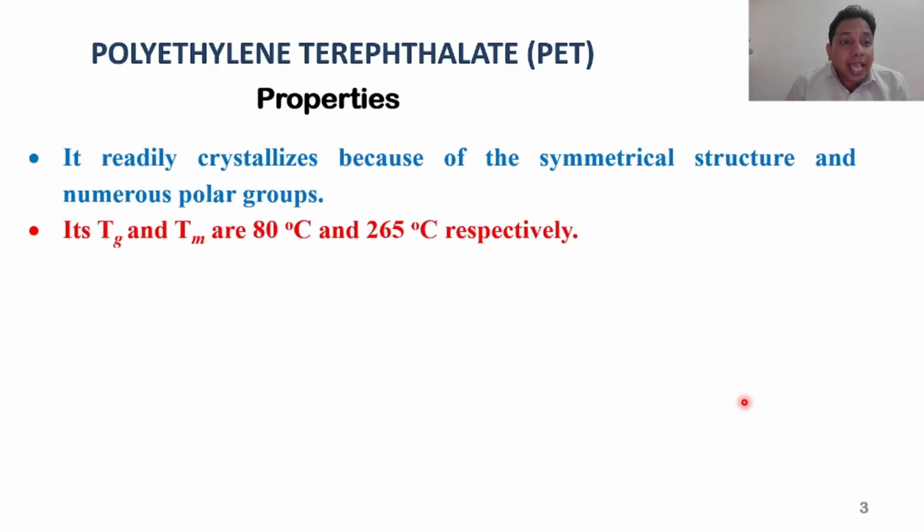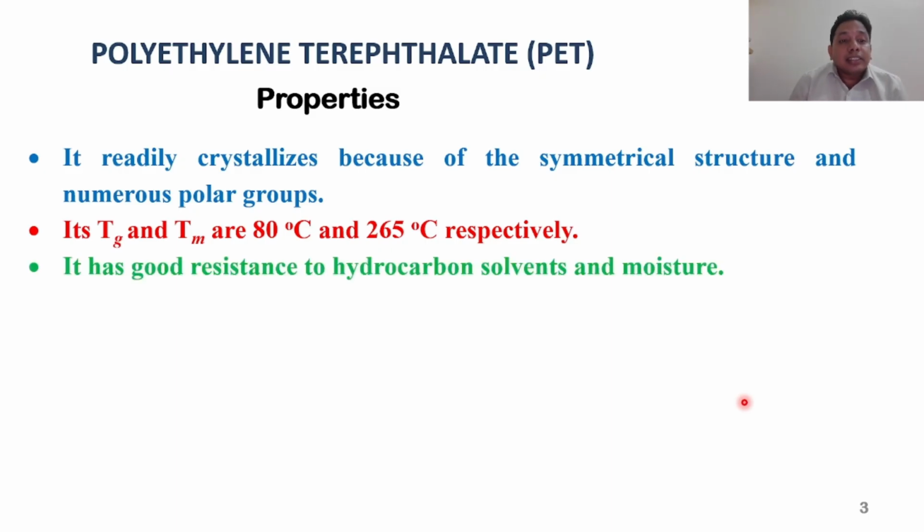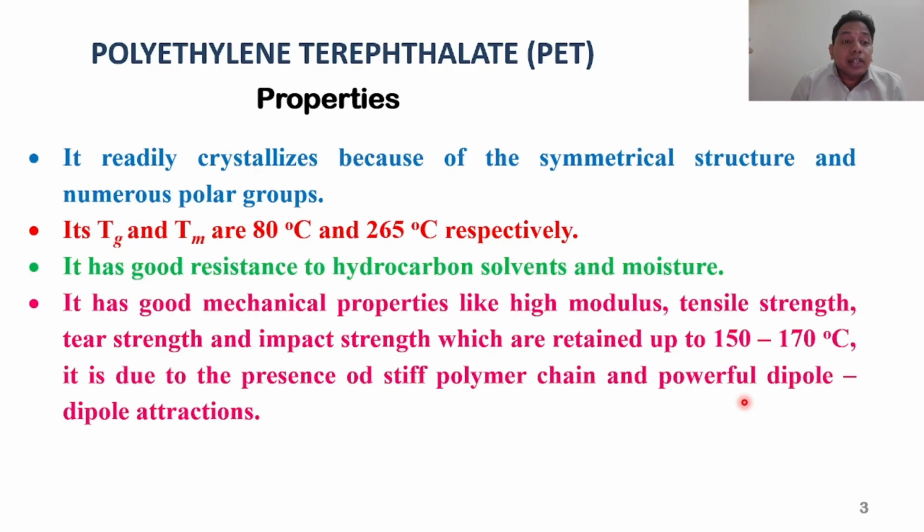Next, its glass transition temperature is about 80 degrees Celsius, and the melting point of this polymer is about 265 degrees Celsius. It has very good resistance to hydrocarbon solvents and also moisture, and it has very good mechanical properties like high modulus, tensile strength, tear strength and impact strength, which are retained up to 150 to 170 degrees Celsius. This is because of the stiff polymer chain and powerful dipole-dipole attractions, because this polymer contains polar groups, especially the ester bonds.